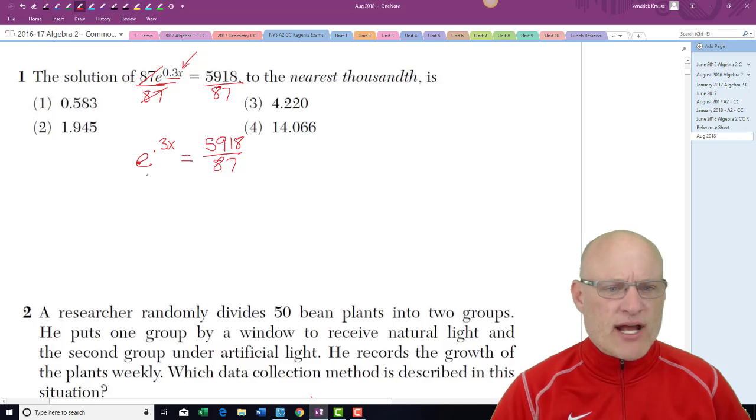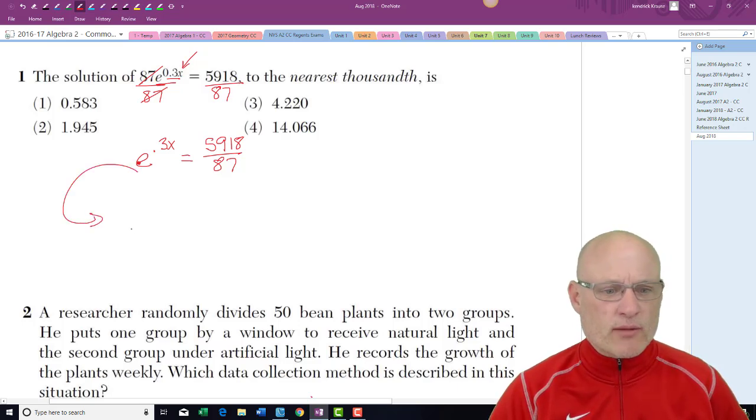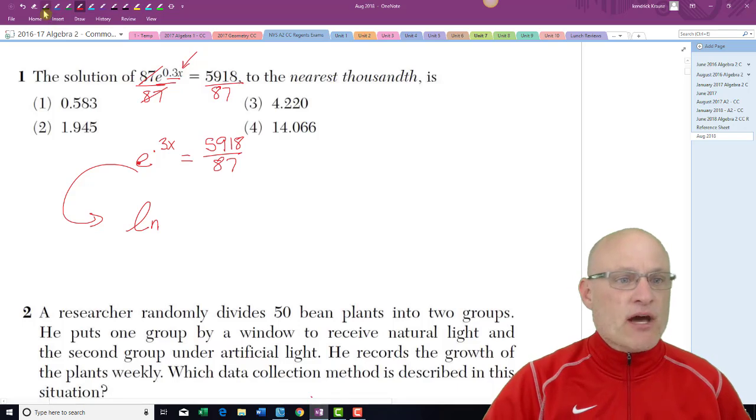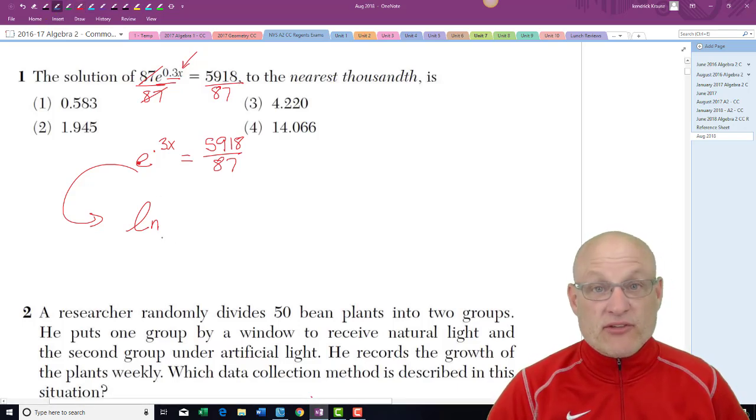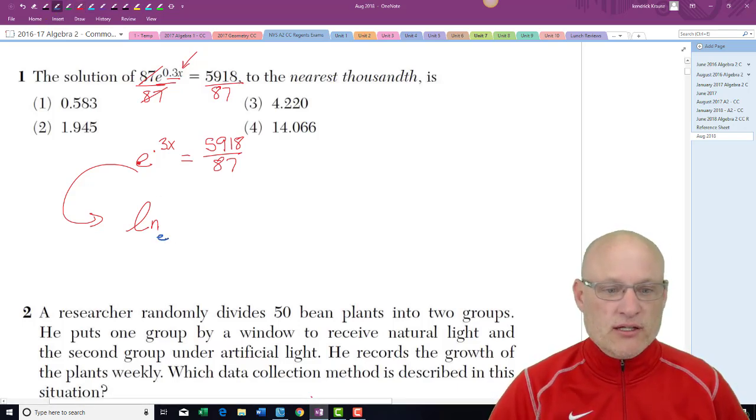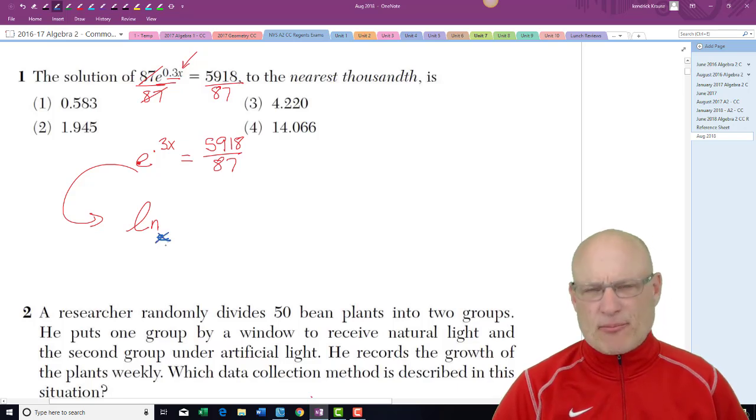So here's what we're going to do. Now we're going to turn this into a logarithm. So we're going to do natural log. Now, the base of all natural logs is e. I'm not going to be able to put that in my calculator, but I'm going to put it there anyway.